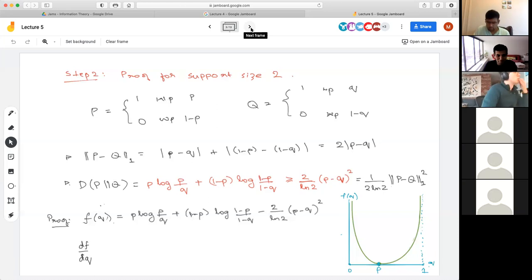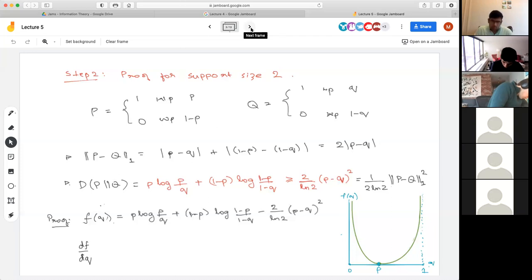So fix P and think of what happens when you vary Q in this inequality. Think of the difference of the two sides as a function of Q. We'll calculate the derivative of it and show that it looks like the picture on the right, which means that it's minimized at P, and the minimum value is 0. The fact that f of q is greater than or equal to 0 is precisely what we want to prove. That should suffice for our inequality, so we just need to check that indeed the minimum value is 0.